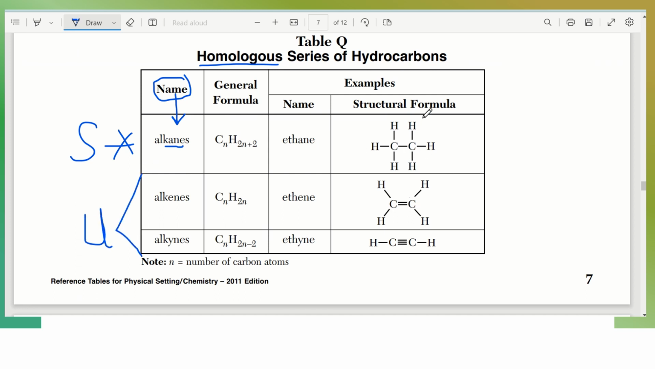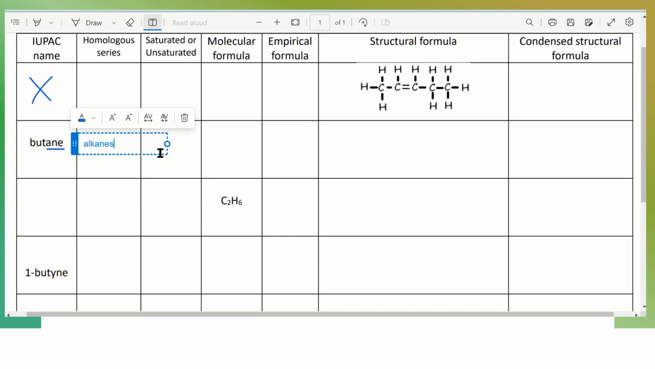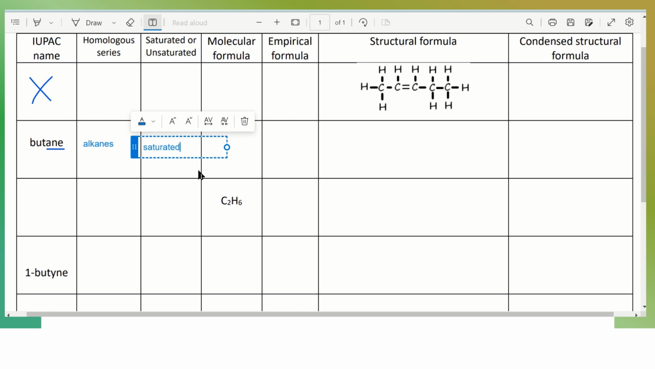So do you see this one, how many hydrogens it has attached to it? And you see how this one has less and this one has less. So it is not full of hydrogens. It is unsaturated. But in our case, it was an alkane, so it is going to be saturated. All right, next one.